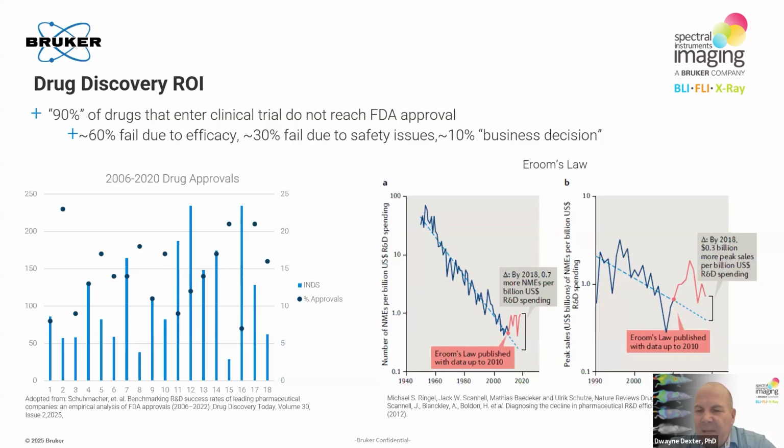This data was updated in 2020. You can see on the right-hand graph a modest improvement in return on investment, driven by a couple of factors: the introduction of cell therapies, other biologics, and a change in the FDA approval process. But overall, you can see that increasing investment in drug discovery has not yielded an improved return on drug approvals.